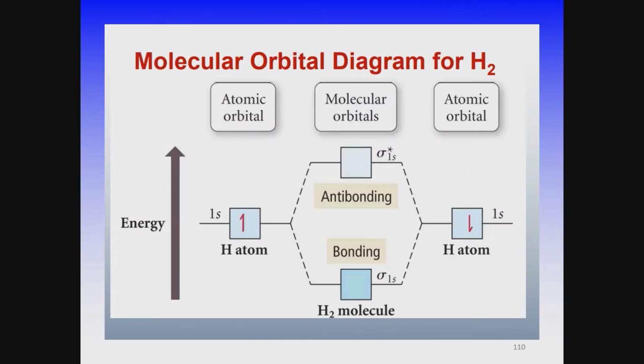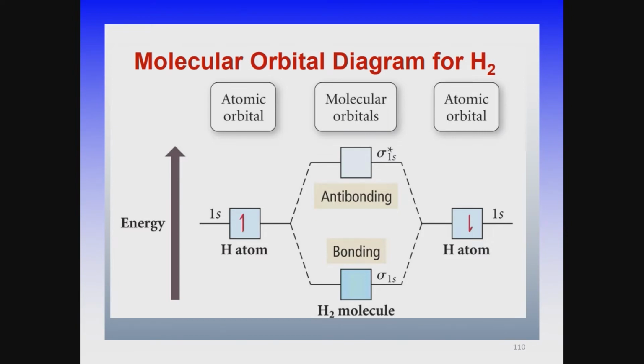Okay, what I want to do is get used to finding electron configurations and something called bond order for simple molecules like hydrogen and helium.